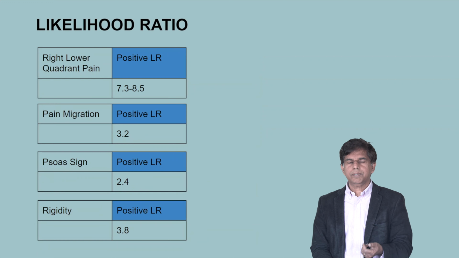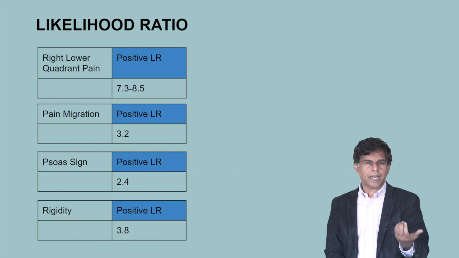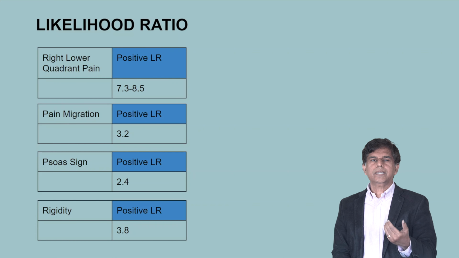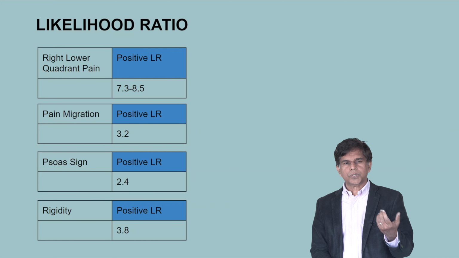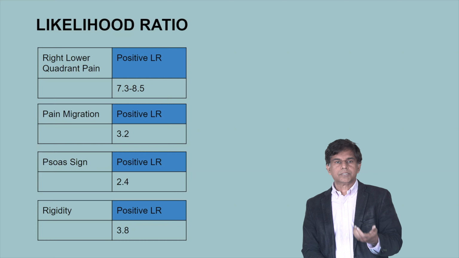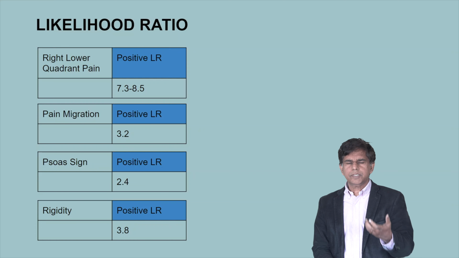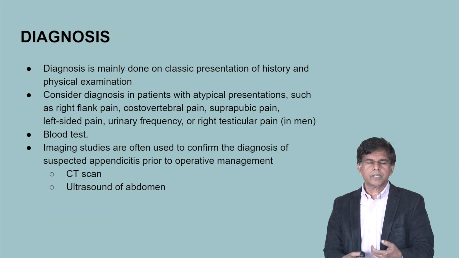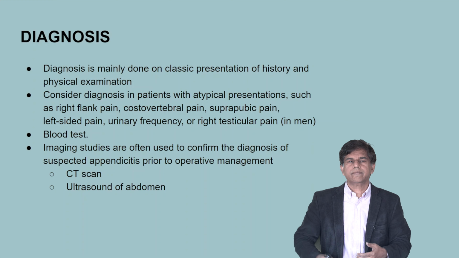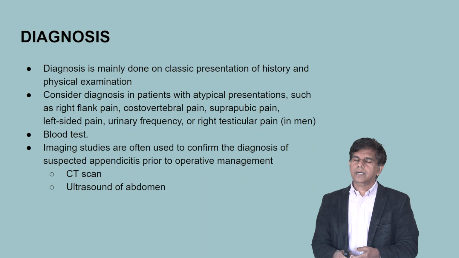And if you look at the likelihood ratios of the symptoms, right lower quadrant pain, we already said, has the highest likelihood ratio. Migrating pain, you have 3.2. Psoas sign has a positive likelihood ratio of 2.4, and rigidity has a positive likelihood ratio of 3.8. All of these positive likelihood ratios you may convert into odds, and when you have the symptoms, like right lower quadrant pain at 8, you can pretty much say there are 30 to 40% higher odds of having appendicitis. So it's good to know the numbers.